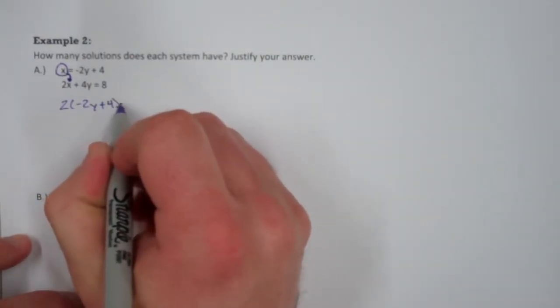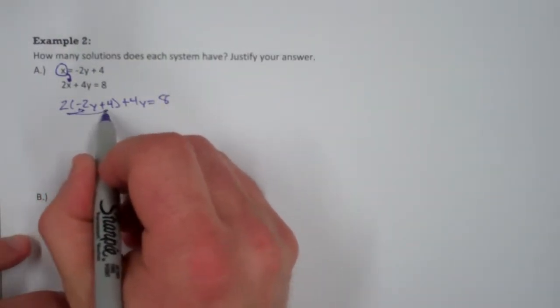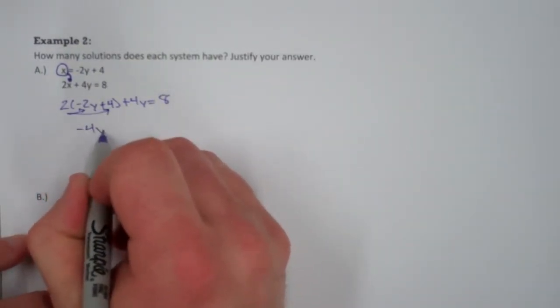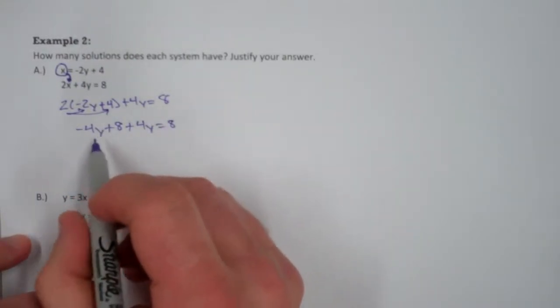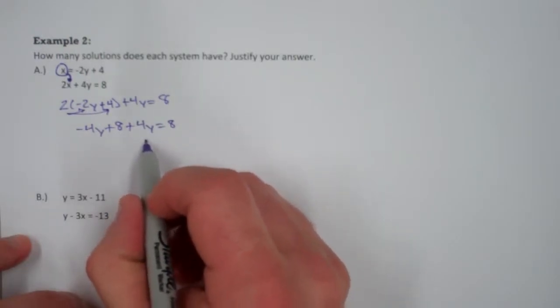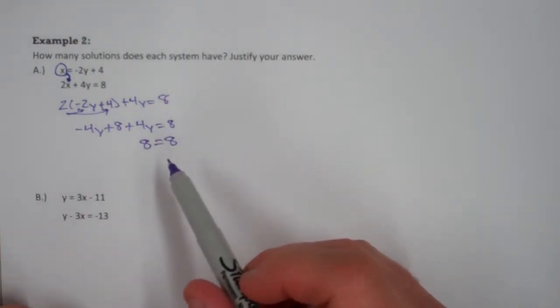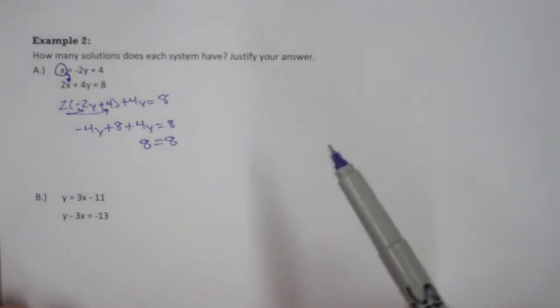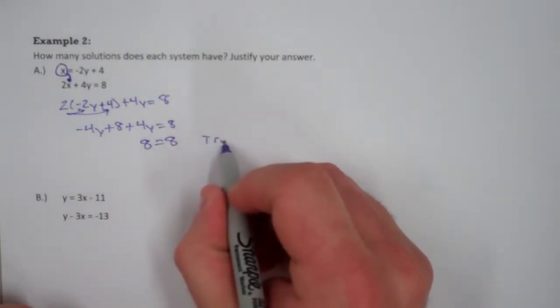So if we do that, we can use the distributive property after this, and we've got negative 4y plus 8 plus 4y is equal to 8. Negative 4y and 4y is 0, and we get this weird looking statement that 8 is equal to 8. What happens when you're trying to solve for a variable sometimes is that the variable will go away. You're left with either a true or a false statement. This one happens to be true.